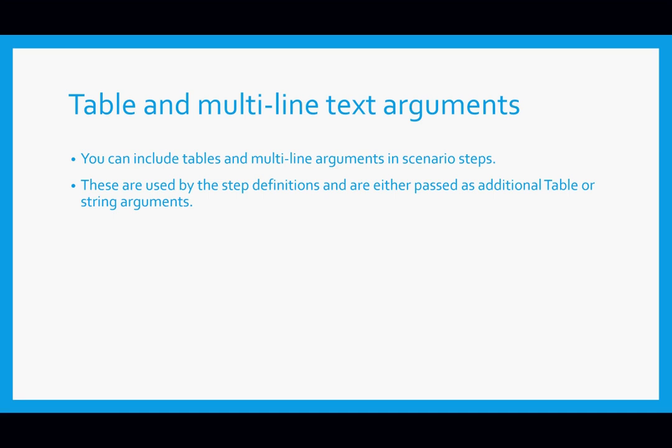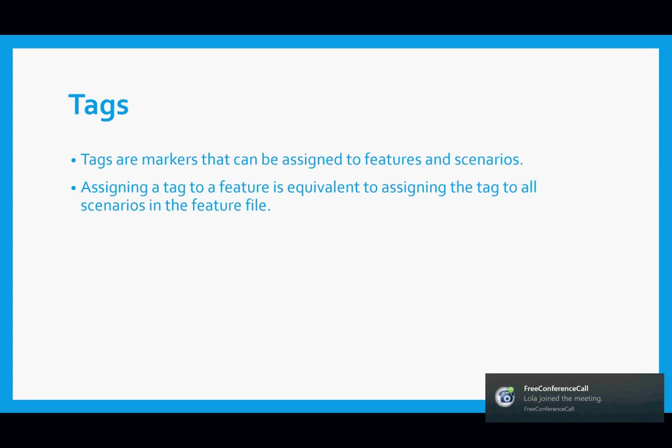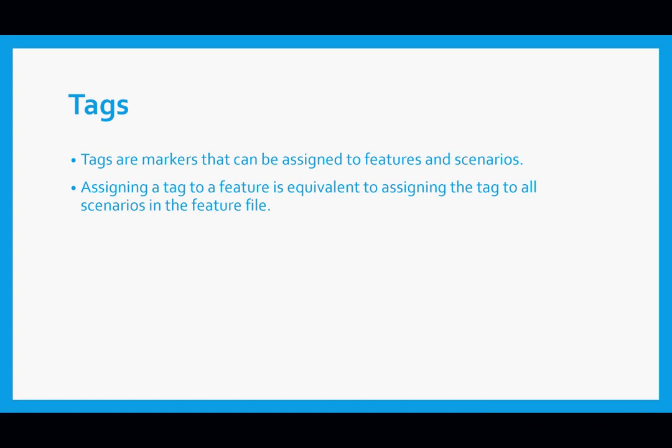But bear in mind that you can use a table, and you can also use a multi-line text argument. And you can use tags, which allow you to mark some features or scenarios. I use this more often when I want to separate some tests. I don't want to run some tests; I want to limit the number of tests I run. For instance, let's say I want to run a smoke test. I can tag some tests as a smoke test, so when I run them, I'm running only those I've tagged. So it's very important for you to tag those that you want to extract among your tests.